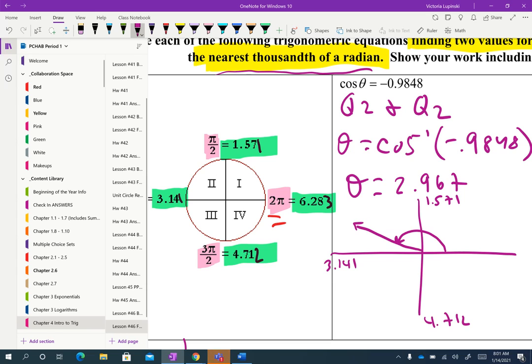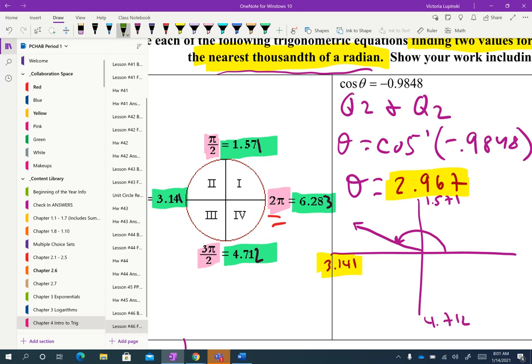When you're doing so, you're going to want to find the reference angle. So the reference angle here would be how big is the difference between the closest x-axis and the angle in question. So if you wanted to find what that reference angle is, you can either do pi minus 2.967, or you can do 3.141 minus 2.967. It'll work the same either way.